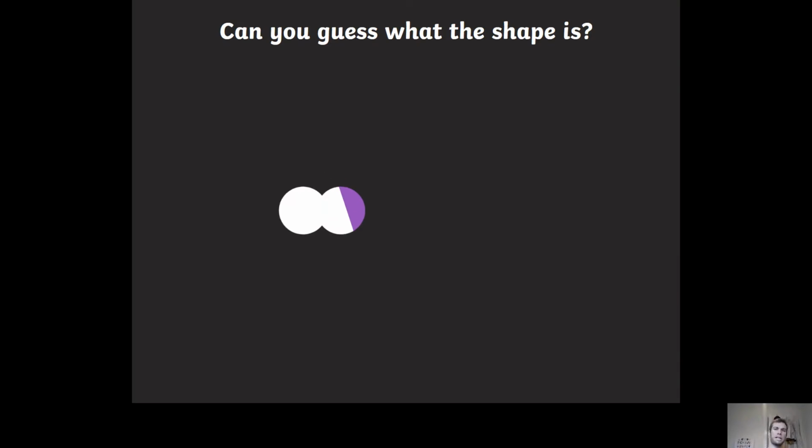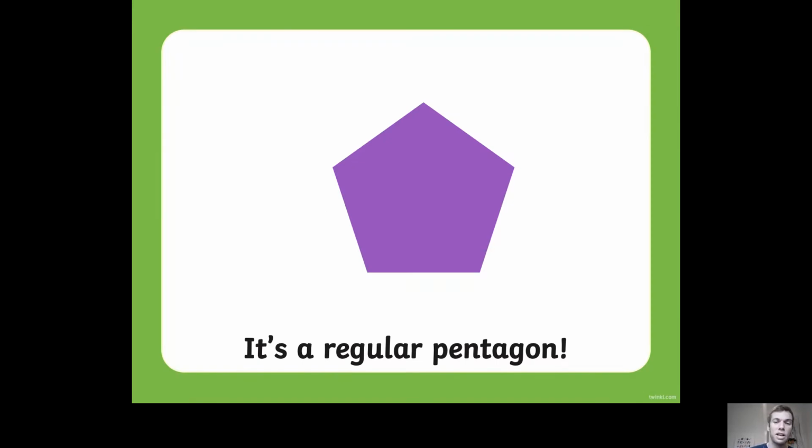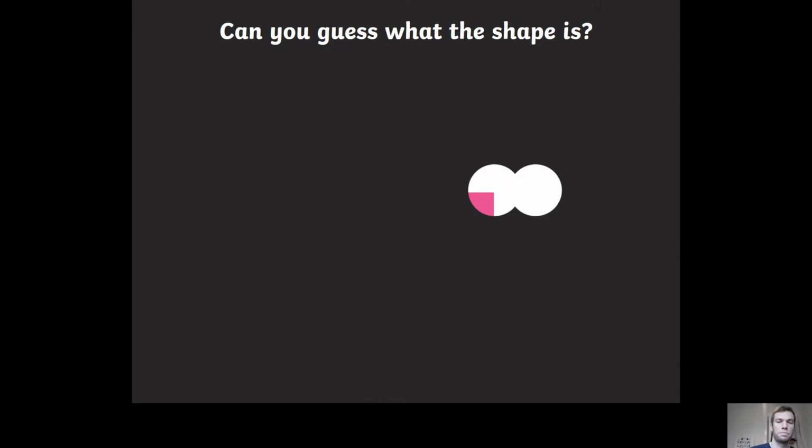Can you guess what this shape is? Count those sides. Okay. I have counted 5 sides. Now I know that a shape with 5 sides is called a pentagon, and I think these all looked the same size. So what would we call it? It's a regular pentagon.